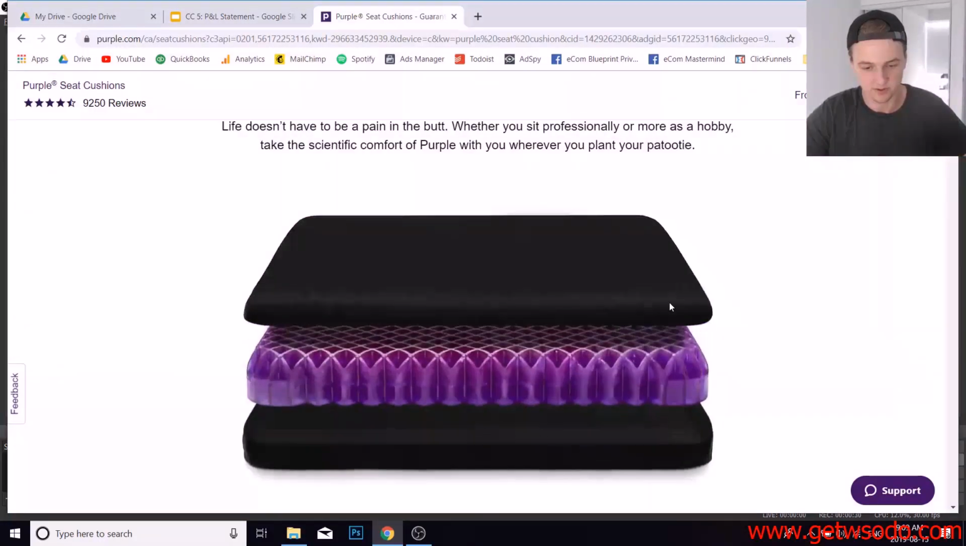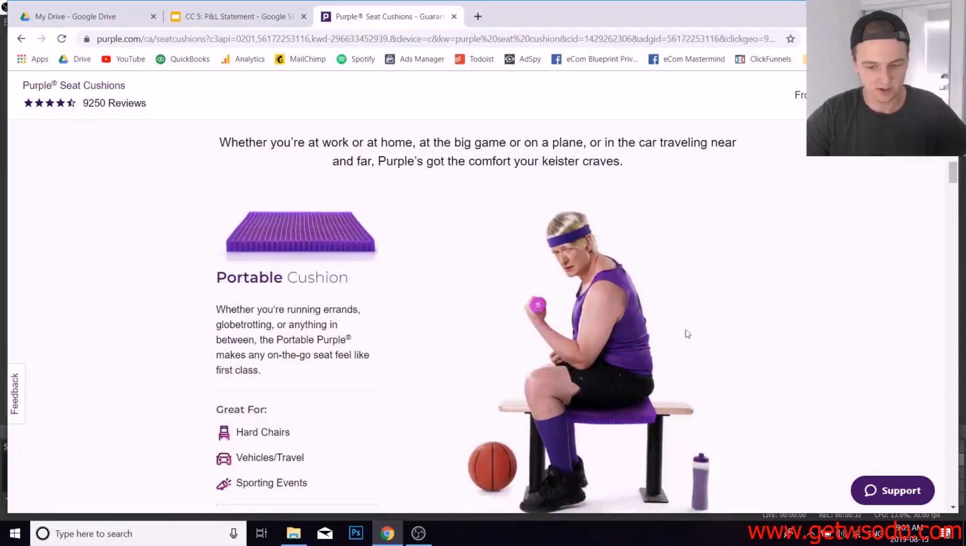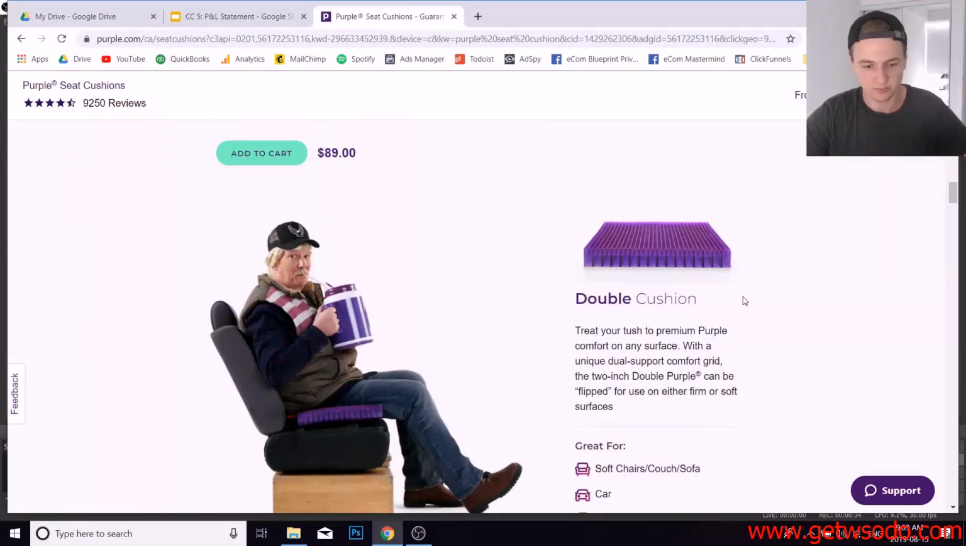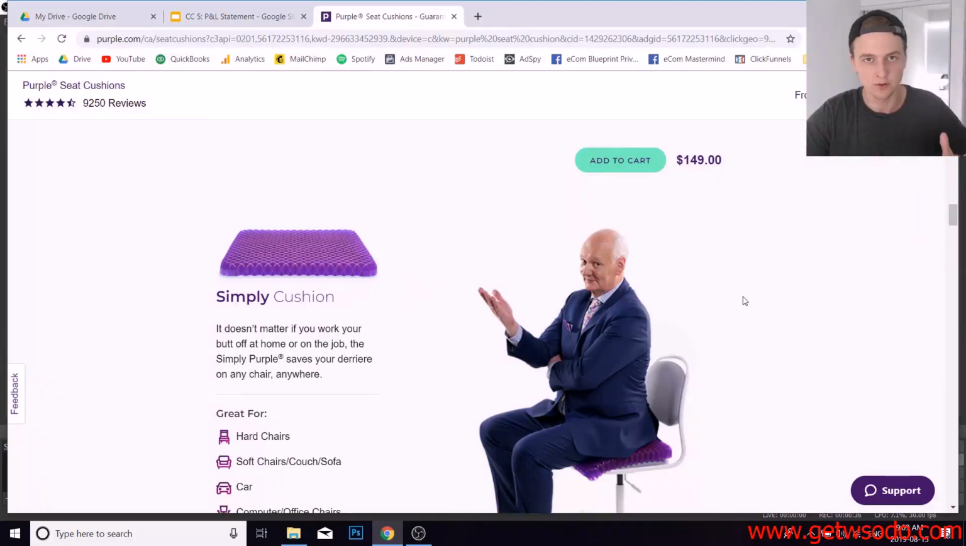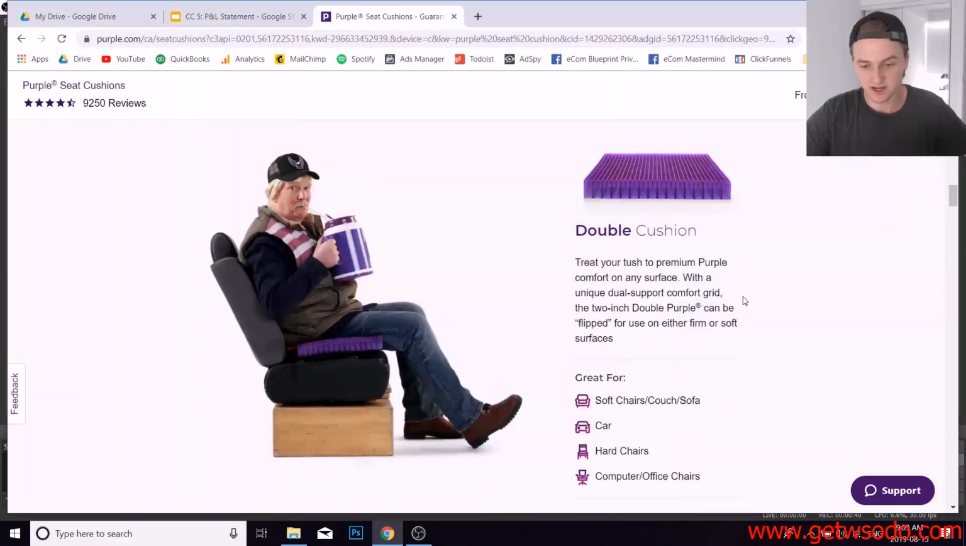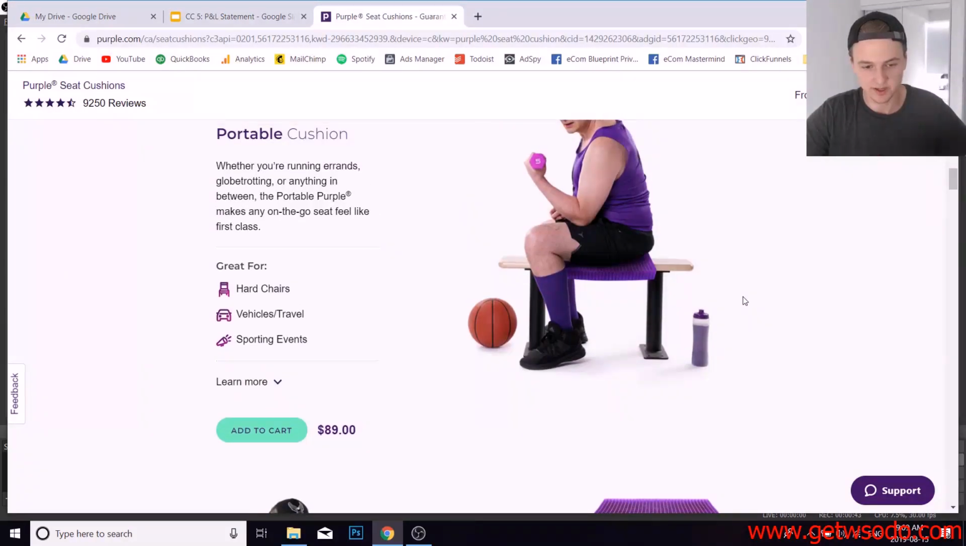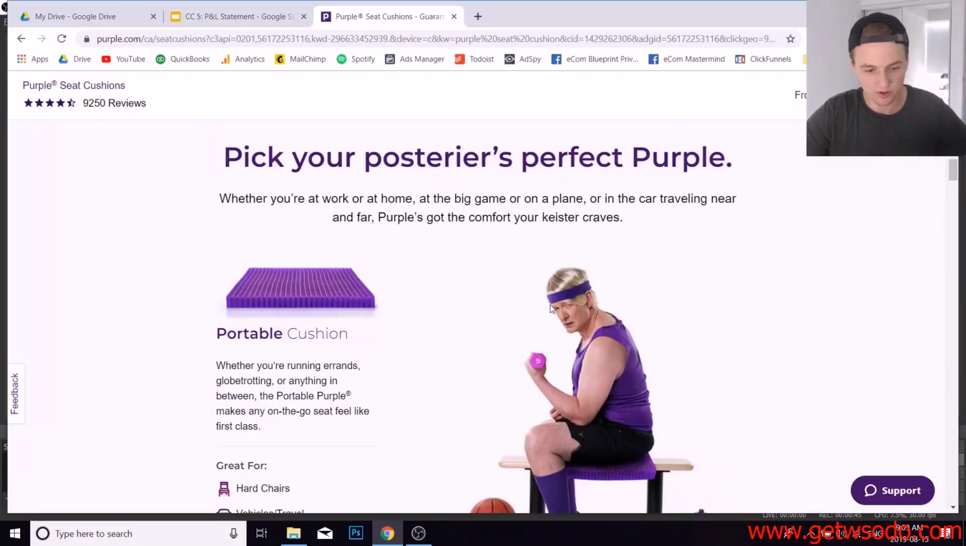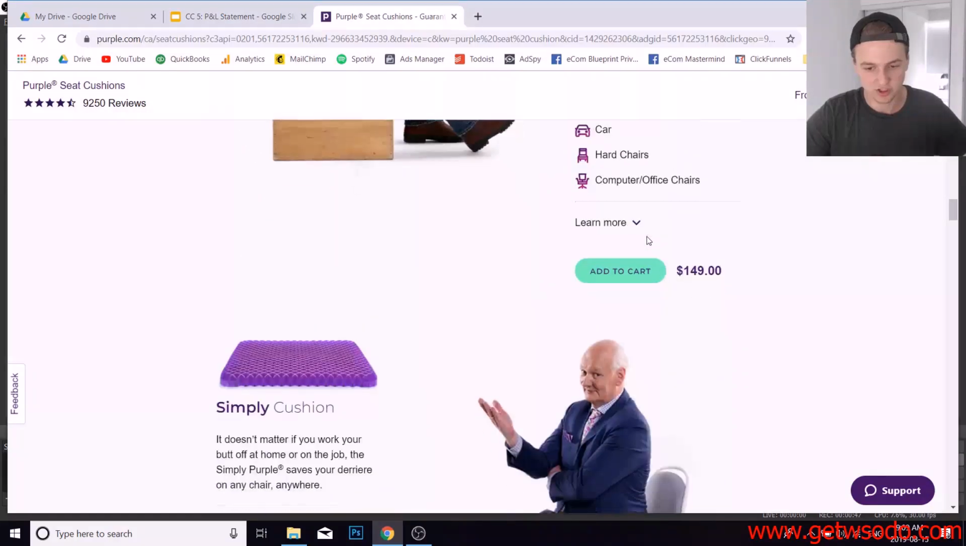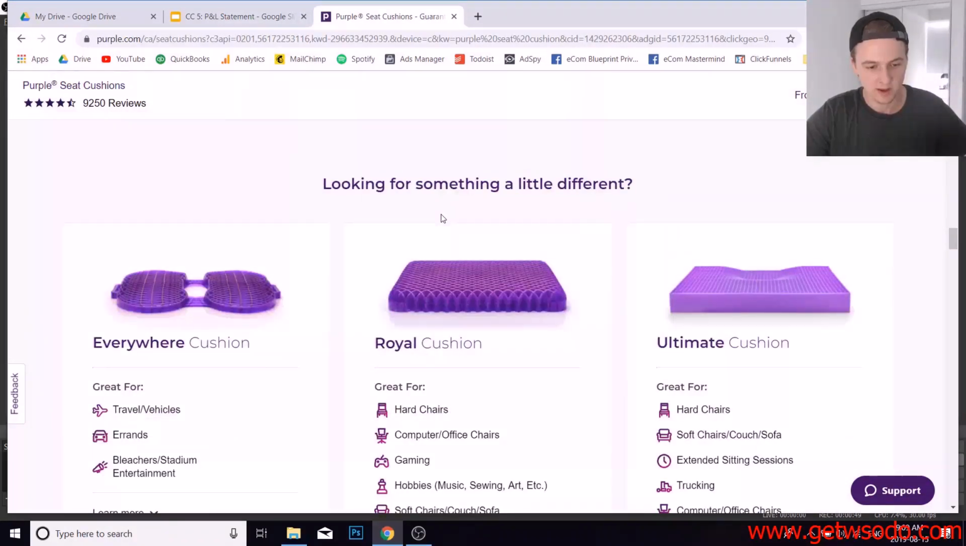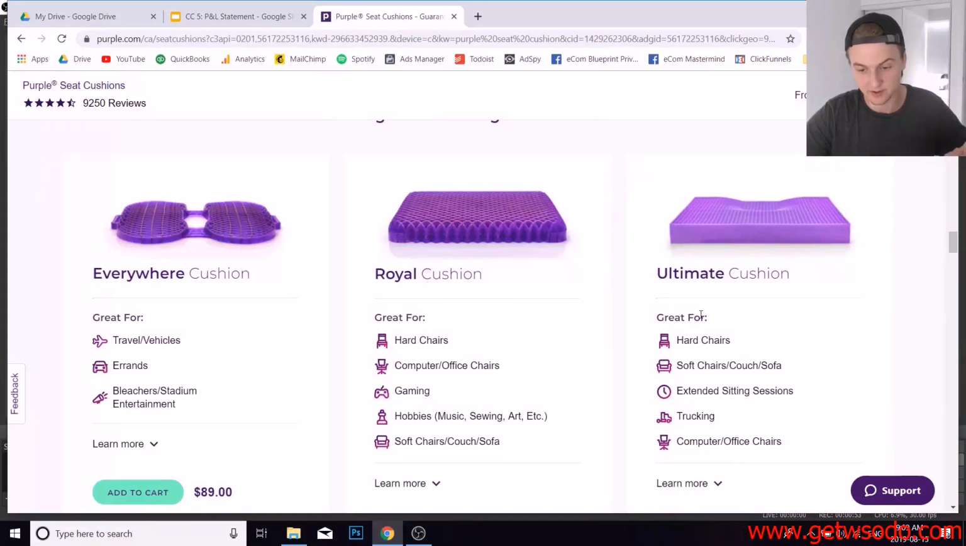clearly older people, right? You'll notice that most people here they're older people, right? They don't have any young people using these cushions because they know who they're trying to appeal to, and it's older people. And you can see they have all these different variants of the cushion, right? They don't even have just one cushion. They have the portable cushion, they have the double cushion, they have the simply cushion, everywhere cushion, royal cushion, ultimate cushion, right? They have all these different types of seat cushions.